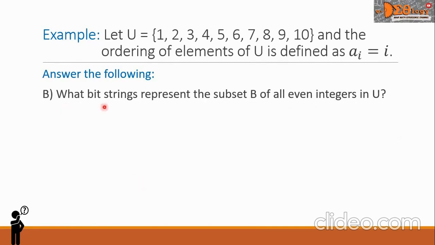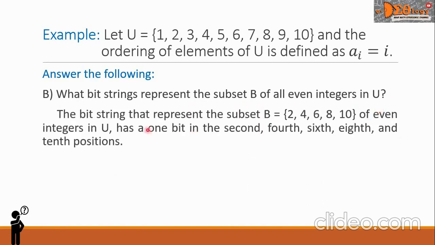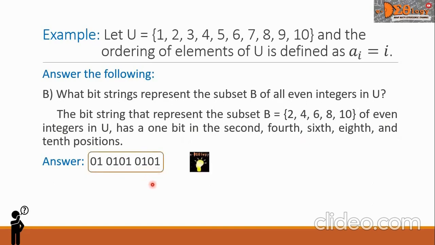Letter B. What bit strings represent the subset B of all even integers in U? The bit string that represents the subset B with elements 2, 4, 6, 8, and 10 of even integers in U has a 1 bit in the second, fourth, sixth, eighth, and 10th positions. So the answer is 0 1 0 1 0 1 0 1 0 1. This is the final answer.